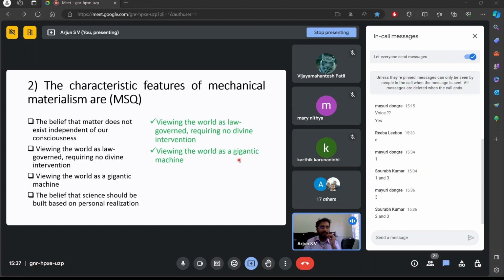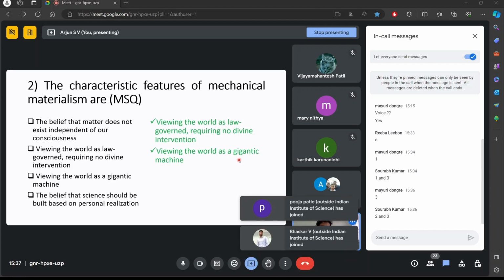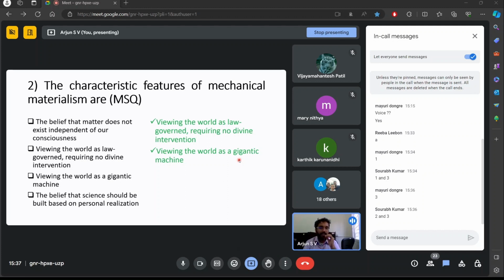Two things. Mechanical materialists always think that the world is a giant machine. Every part in the machine contributes to the whole machine as well, and everything follows the immutable law. So it's law governed, requiring no divine attention. This is also a pretty straightforward question. If there are no doubts, we can move on to the next question.